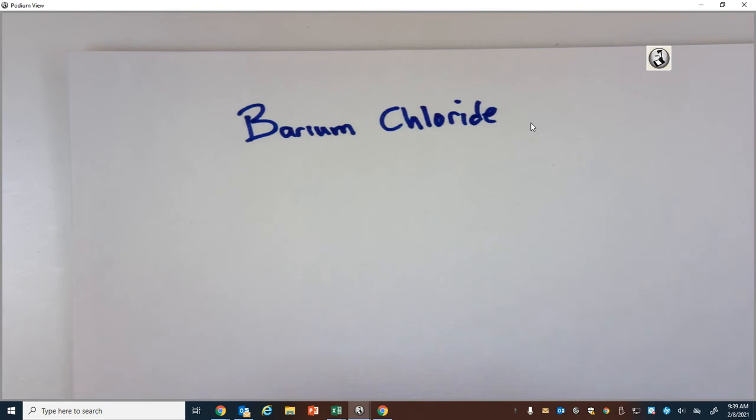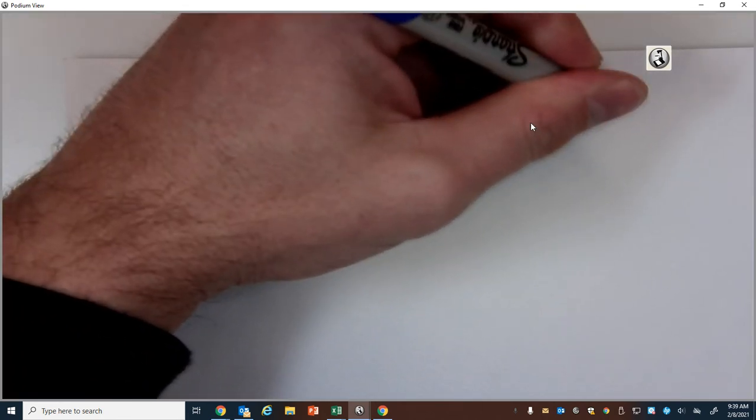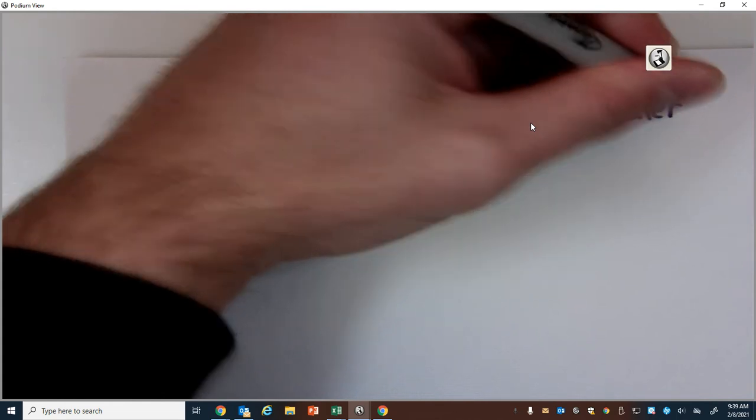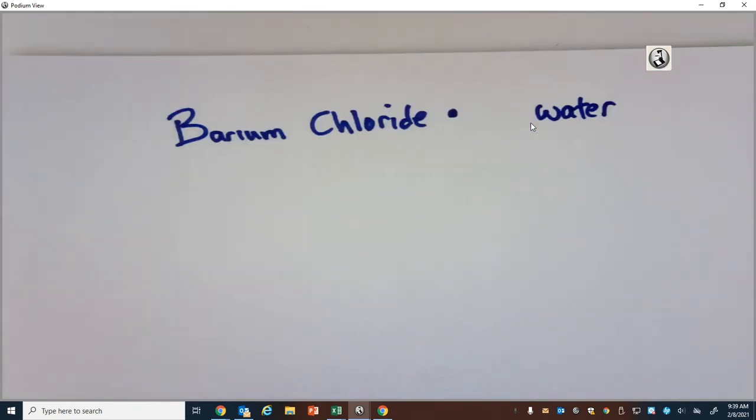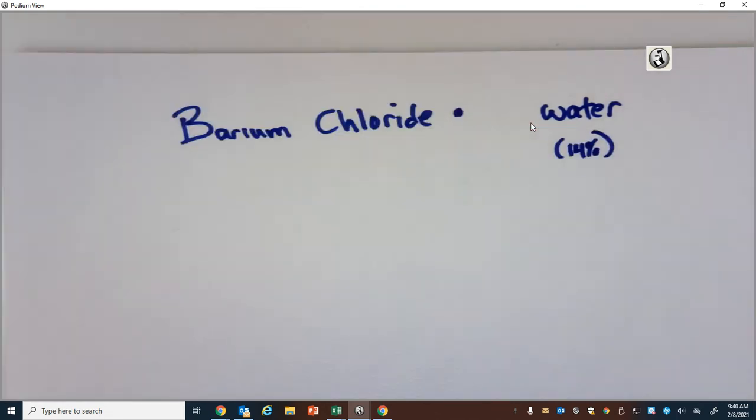So what that means is you've got barium chloride and a dot something in here. You've got some amount of water. And in the problem, they're telling us this amount of water is relatively 14%. Okay, so first things first, we have to get the formula of the compound.